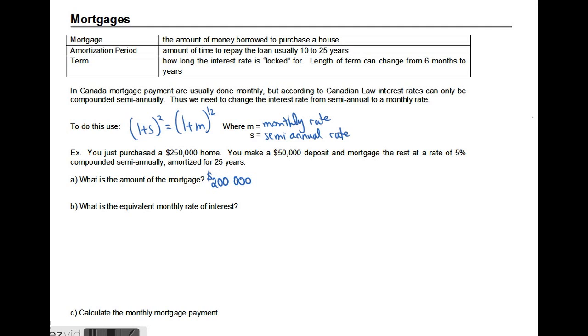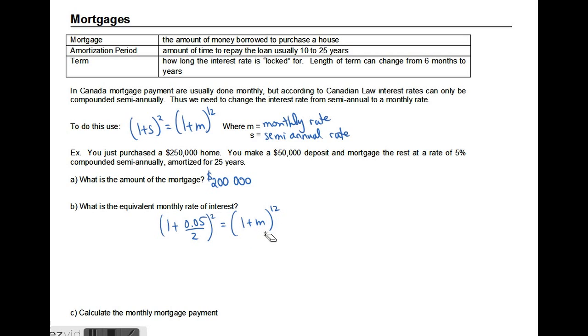Now we're going to find the equivalent monthly rate of interest using this formula. We write down 1 plus 5% as a decimal, divided by 2 to get the semi-annual rate, to the power of 2, equal to 1 plus m, which we'll solve for, to the power of 12. By the way, this format of the formula could be used to convert other rates to make them equivalent. Just the exponents will change to whatever you need.